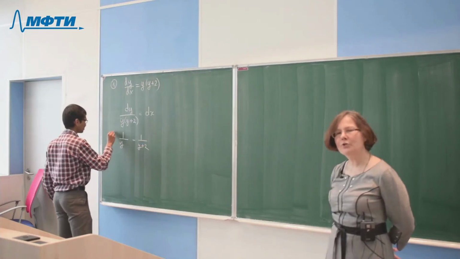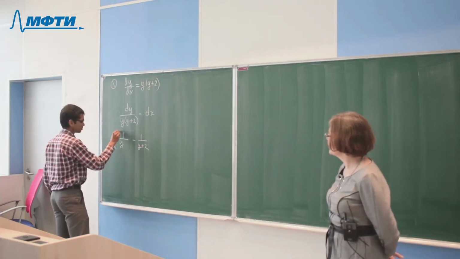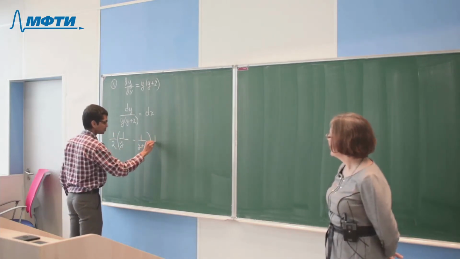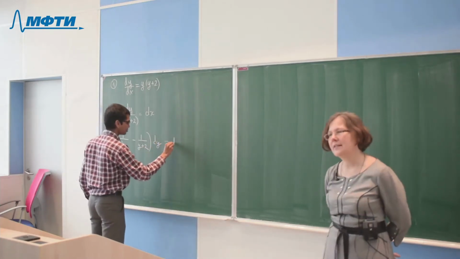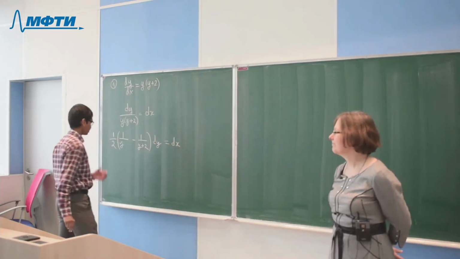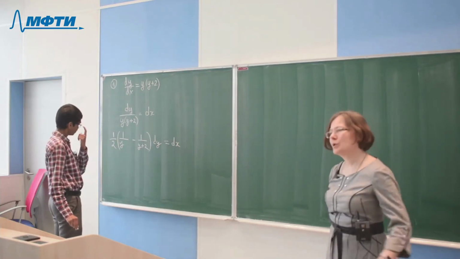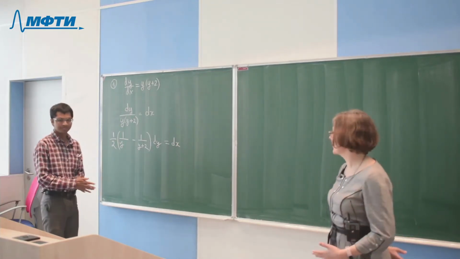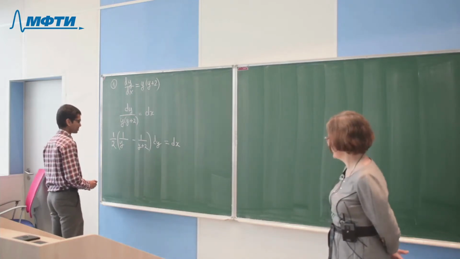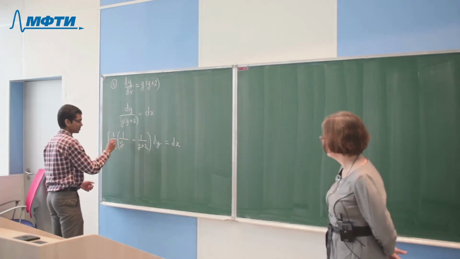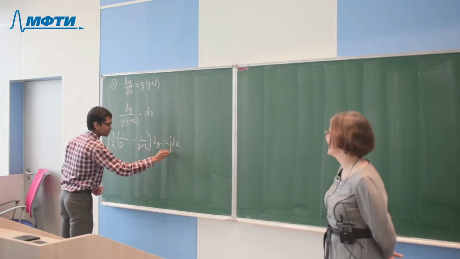Step number 1, variable separation. So we want to integrate, right? In order to integrate, we should represent this fraction as the difference of two fractions. So we should use partial fraction decomposition, right? And then we can integrate.